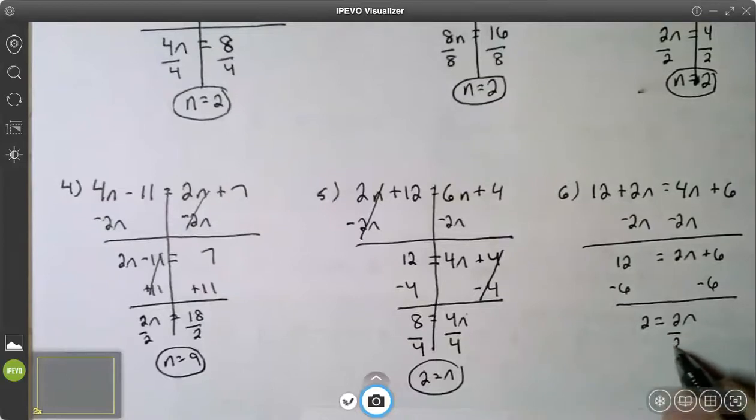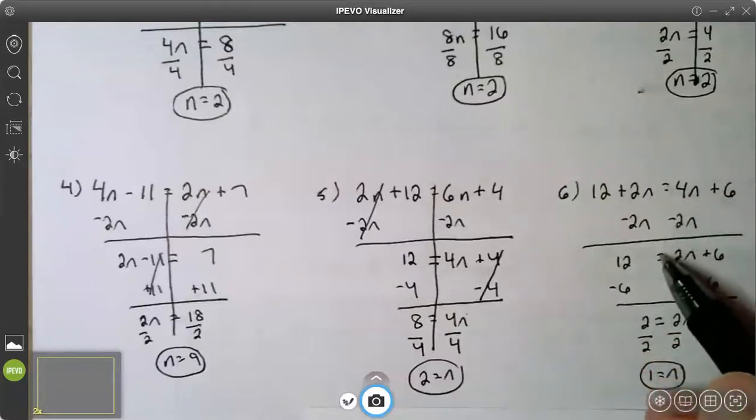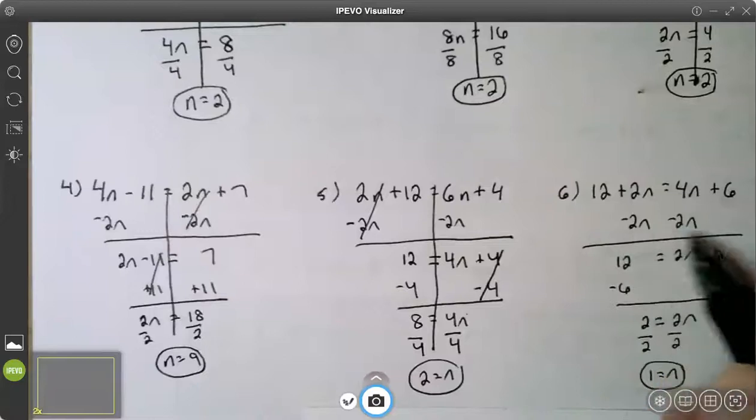To get rid of times 2, I divide both sides by 2. And my answer is 1. I didn't draw my line down the middle, but I made sure that my equal sign came straight down, and whatever I did to one side, I did to the other. Just wanted you to see it work a different way.